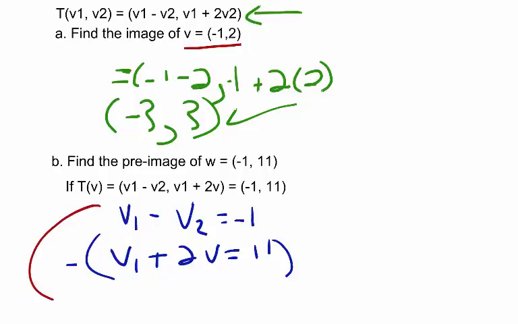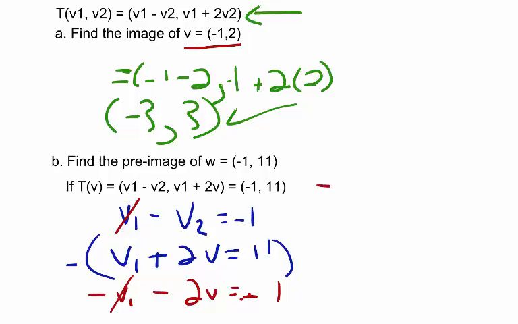So then I have v1 minus v2 equals negative 1. And now we solve by distributing a negative through the second equation. So that new equation reads negative v1 minus 2 v2 equals negative 11. These terms cancel out. You have negative 3 v2 equals negative 12. So v2 is equal to positive 4.